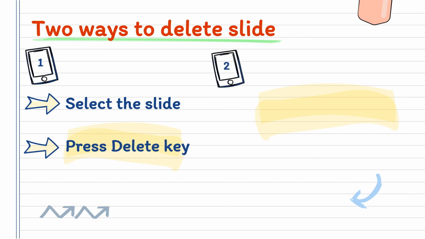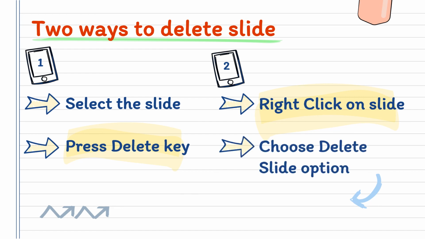Second method is again right click on the slide that you want to delete either in normal view or in slide sorter view and then choose delete slide option from the shortcut menu. When we right click on the slide, a shortcut menu will appear. Choose delete slide option.